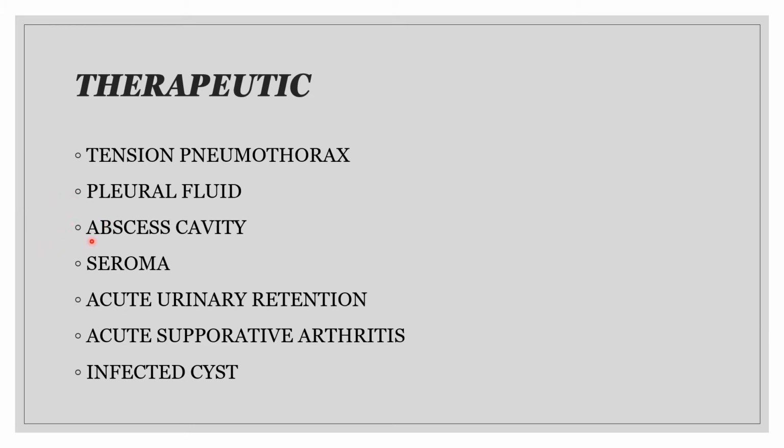Abscess cavity. Now abscess cavity depends on where the abscess is. It could be closed or open, it could be active or passive. If it's external, it's usually a corrugated drain that we place, like a breast abscess, for example, or an abscess over the gluteal region. We usually use corrugated drains, which is a passive drain. Then seroma formation, acute urinary retention, acute suppurative arthritis, infected cyst.